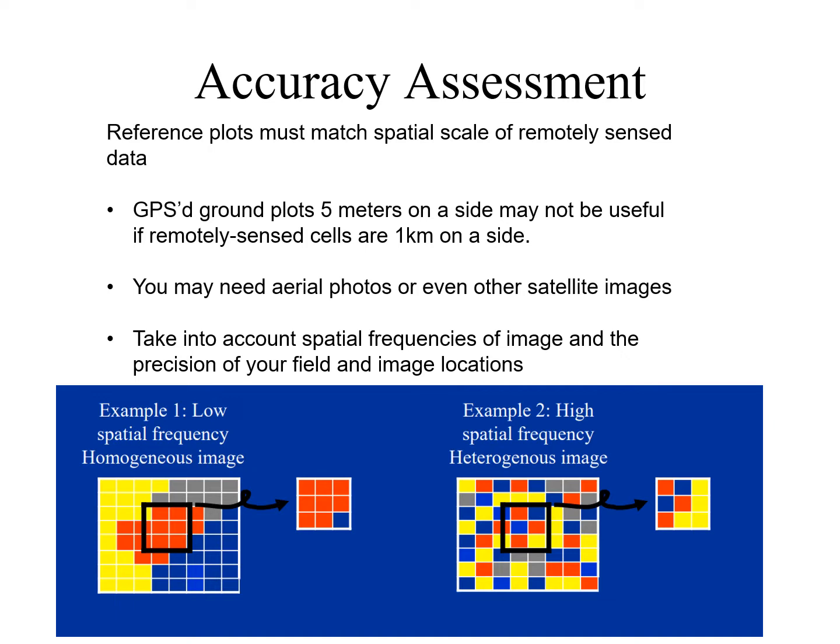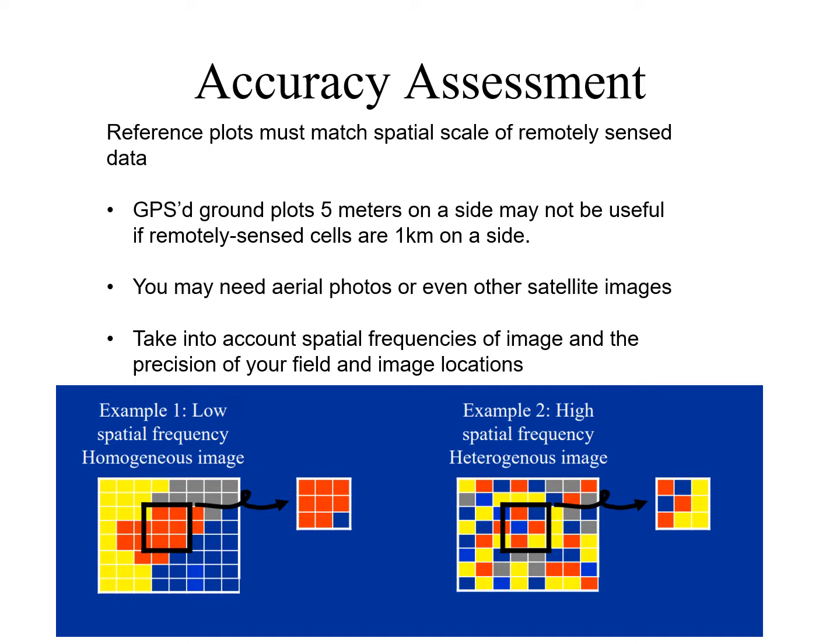So in thinking about accuracy assessment, we need reference plots. We need plots in the field where we can tell what the classes are. And I'll return to this over and over again. It used to be reference plots had to be plots that you actually went out to and did some kind of classification, like using a dichotomous key, for instance, or doing a visual key.